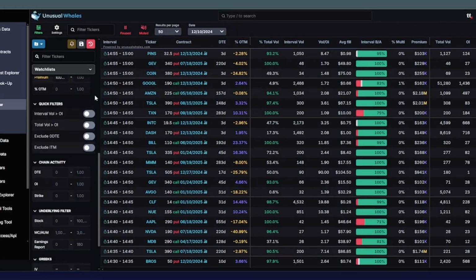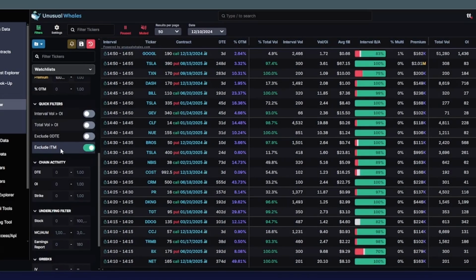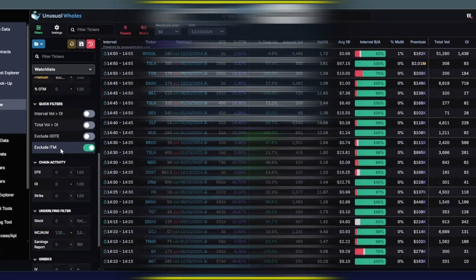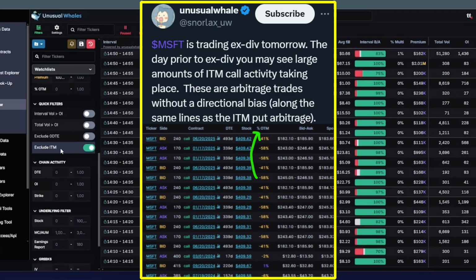Below that are the last set of criteria for this filter. While I'm not concerned about how far out of the money a contract is, I am going to toggle exclude in the money, because I don't want to see contracts that are already in the money, especially large transactions on deep in the money contracts that might be part of some kind of arbitrage strategy that's really hard to read. So for this specific filter, we'll just weed all of that out.